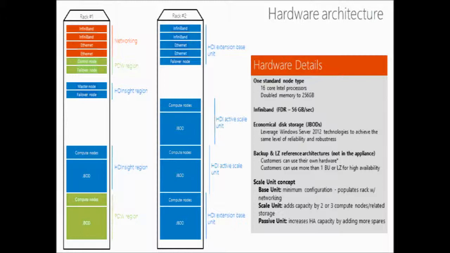And on a base unit, I mean, you start with a quarter rack or 1/3 rack, depending on the hardware vendor. And let's say you start with a quarter rack. When you start with a quarter rack, you start with 1 control node and 1 failover node, and 2 compute nodes, and a JBOD connected to these compute nodes.